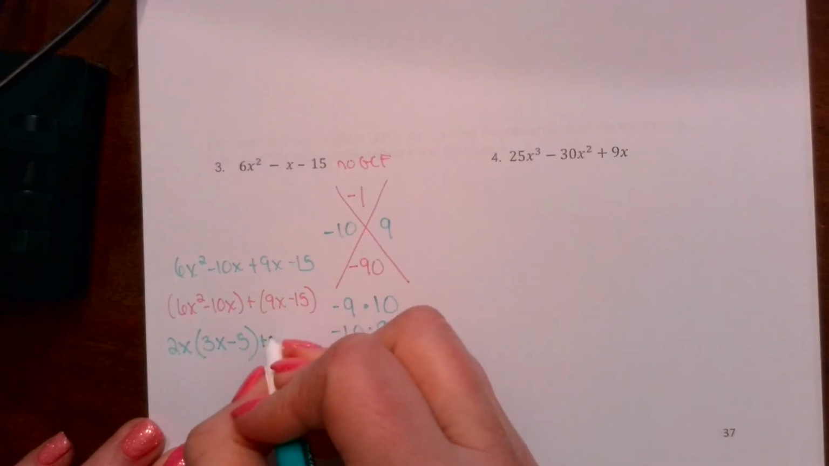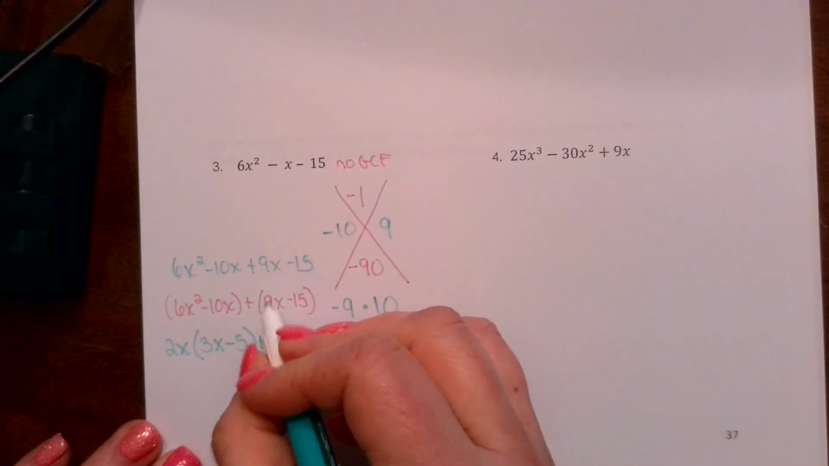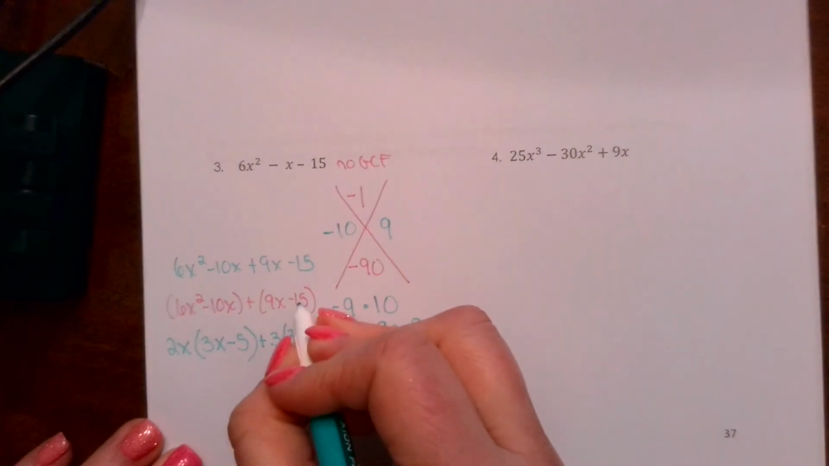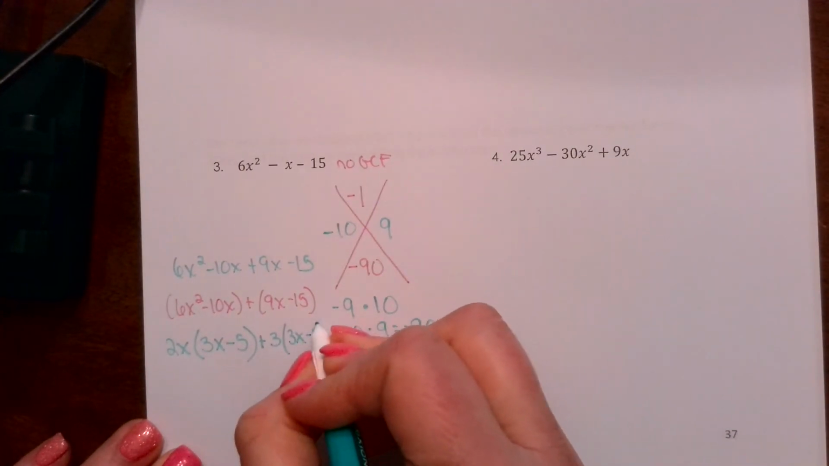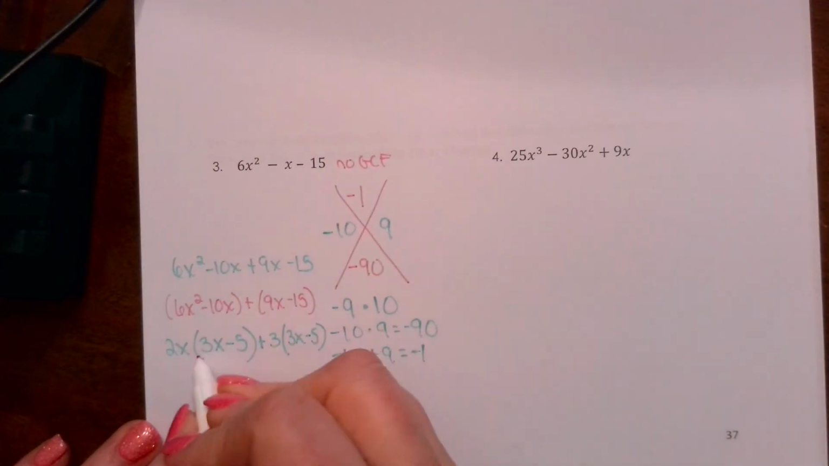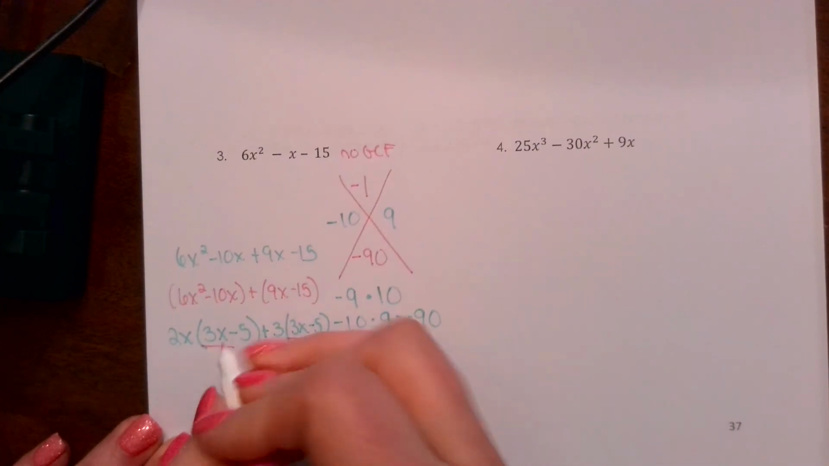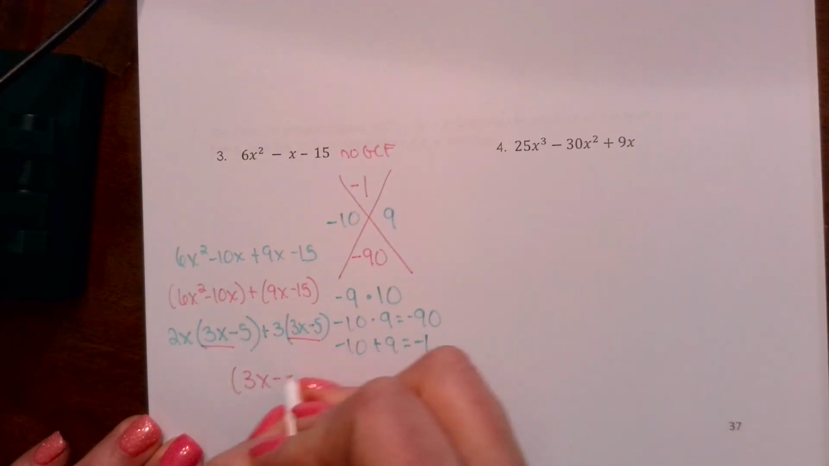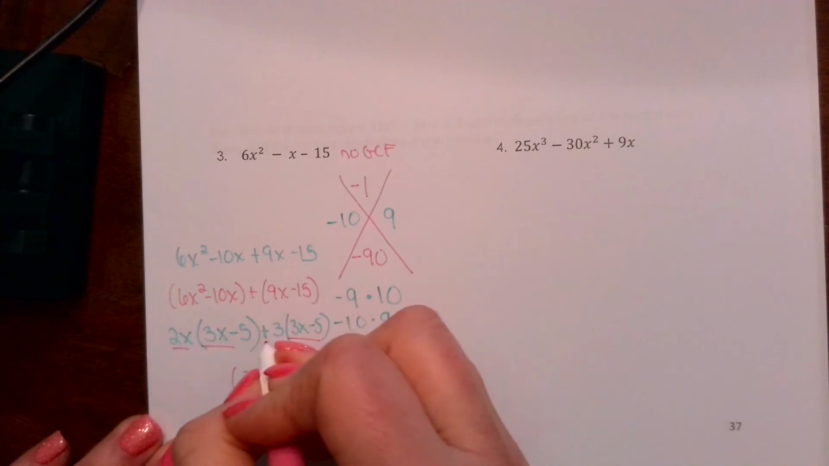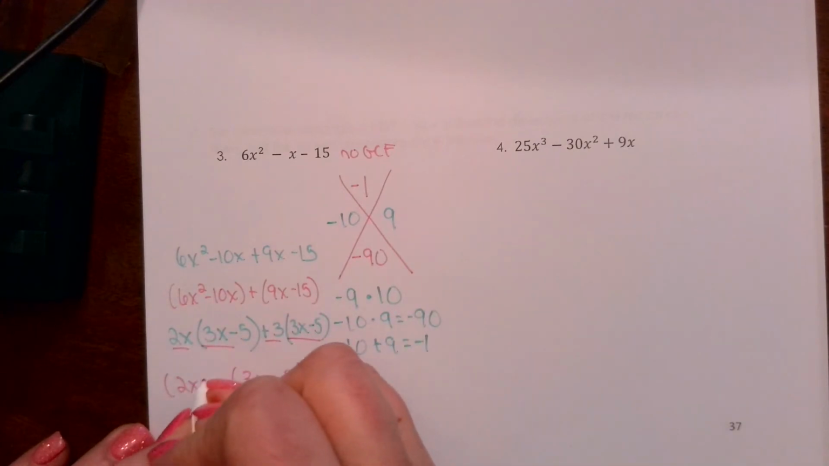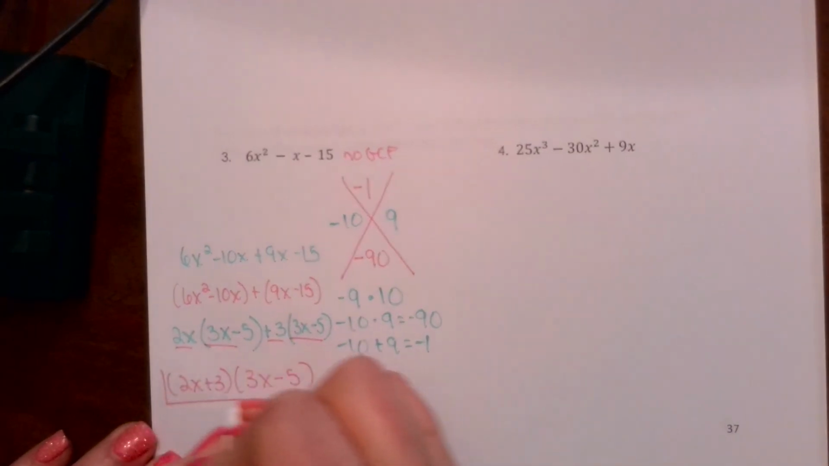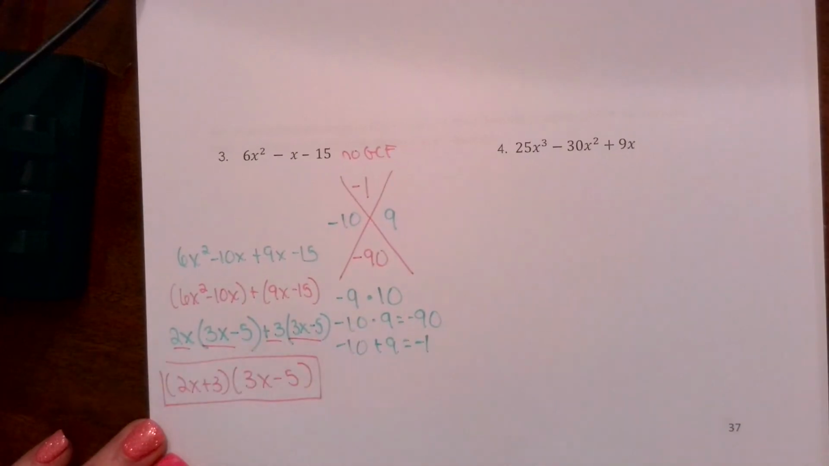Now I'm going to take a 3 out of here. 9 divided by 3 is 3x. And 15 divided by 3, I got minus 5. Happily, I have come out with the same binomial there. And I've got these two pieces for my second binomial. And there is my factored trinomial.